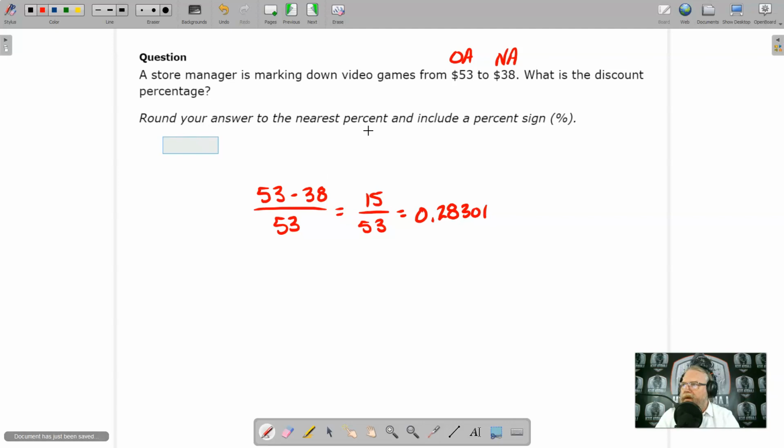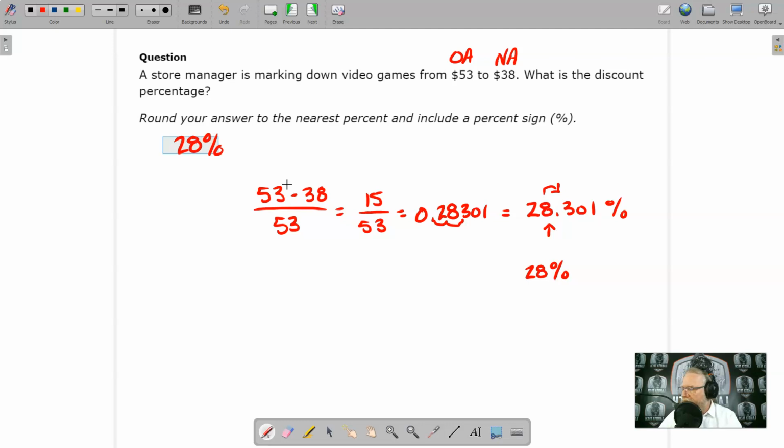It wants us to round our percent to the nearest percent and include a percent sign. So let's move the decimal over two places, and we're going to end up with 28.301%. They want us to round to the nearest percent, so we round to the ones place. Looking to the right, we see a 3, so 4 or less, let it rest. This 8 is going to remain an 8, so 28% is our final answer.